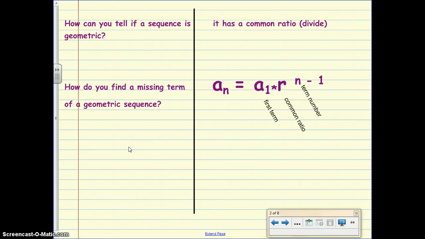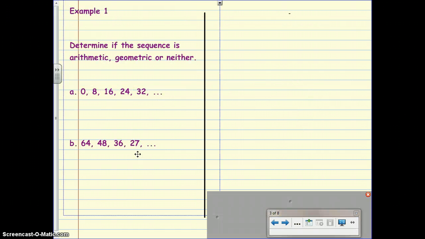So, how can you tell if a sequence is geometric? Well, it has a common ratio. How can you find the missing terms of any geometric sequence? Well, you can continue to make the sequence, but if it's one of those terms that's like 100, that would take forever. And so there's this nifty formula that you'll want to write down. And in a later example, we'll talk about how to use it.